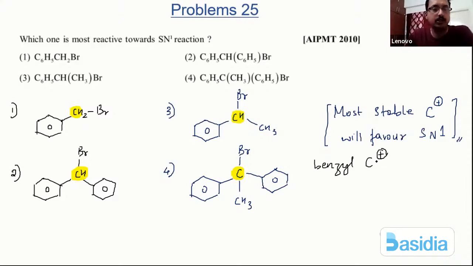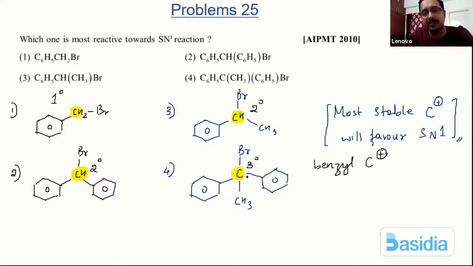Now, we need to check which is the most stable carbocation. Okay, so here I understand this is my primary benzyl carbocation, correct? Then in this case, it is a secondary benzyl carbocation. Here this is also a secondary carbocation, and here it is a tertiary carbocation, a tertiary benzyl carbocation.